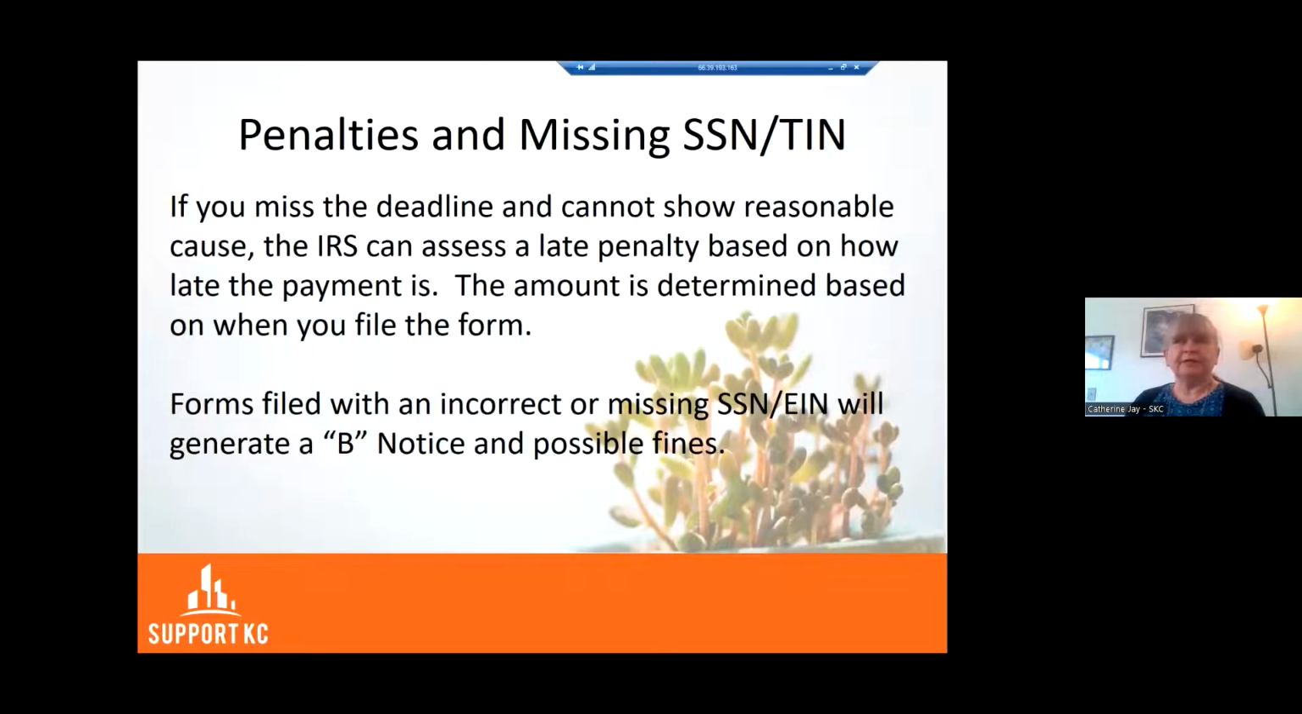As it relates to penalties and missing Social Security numbers or tax ID numbers, if you miss the January 31st deadline for getting it mailed to a vendor, or you miss the e-filing deadline of February 28th, and if you don't have reasonable cause, the IRS can assess a late penalty based on how late the form is. And when you actually file it with the IRS is what date they will use for determining lateness.